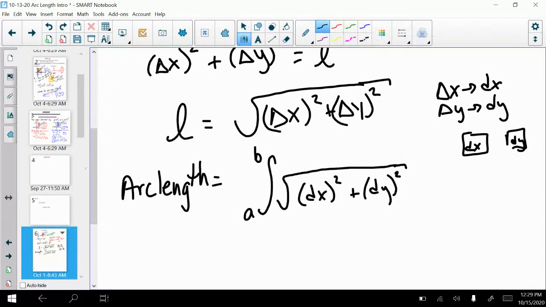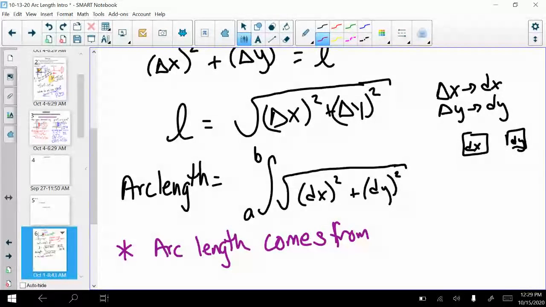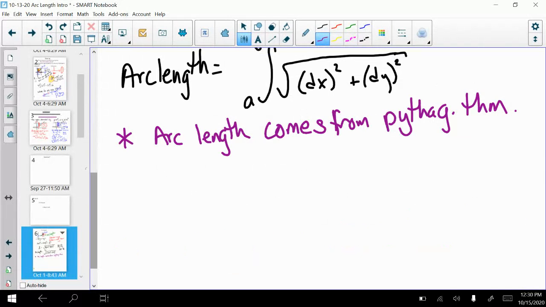So we're going to use some algebra to turn this into a more reasonable formula. Here's your important takeaway: you don't need to worry about this algebra too much. Arc length comes from the Pythagorean theorem. Okay, so now let's follow along as we switch this algebra up.